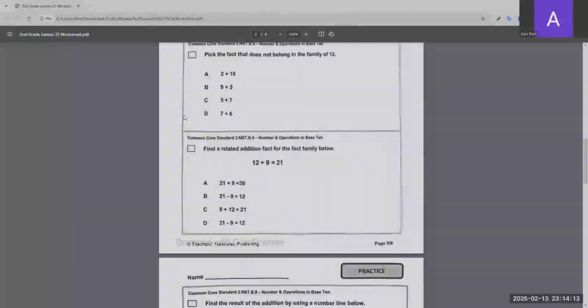Next, find a related addition fact for the fact family below. 12 plus 9 equals 21. So asking for addition, which means eliminate subtraction, like B and D. In option A, 21 plus 9 equals 30. We have the number 30, which is not anywhere in the equation, so that's incorrect. And C, 9 plus 12 equals 21. That has all the numbers from our original equation.